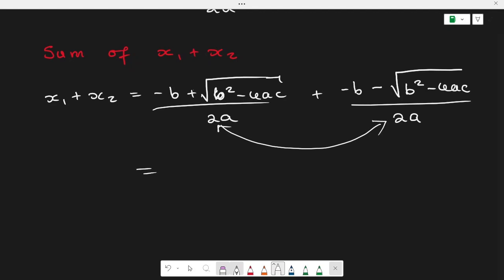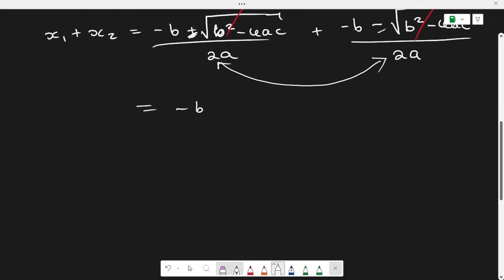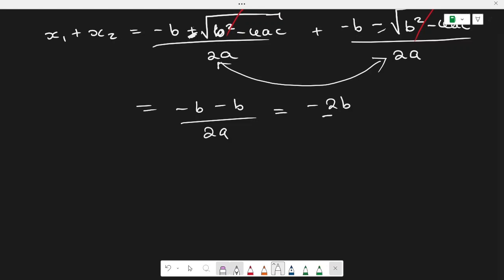It's a common denominator. Then this one has a plus sign here, this one has a minus sign, so these two can cancel. So we can straight up cancel those two. And what we're going to have is negative b minus b over 2a, since it's a common denominator. This is going to give us negative 2b over 2a. This and this will cancel, and the sum of two roots is going to be equal to negative b over a.